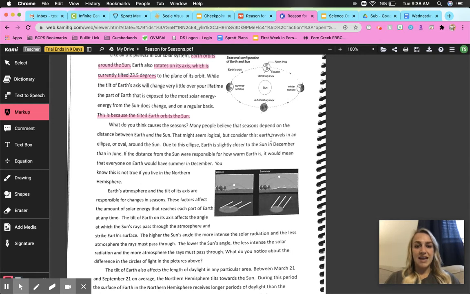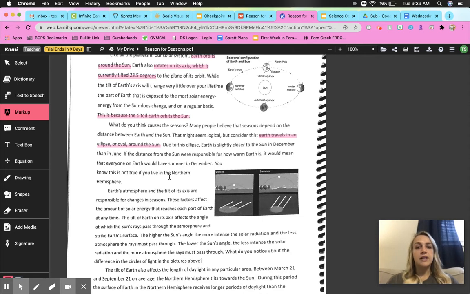Earth travels in an ellipse or oval around the sun. I'm going to go ahead and highlight that because it's something that we've talked about before, and I want to make sure that we all remember that. Due to this ellipse, Earth is slightly closer to the sun in December than in June. If the distance from the sun were responsible for how warm Earth is, it would mean that everyone on Earth would have summer in December. You know this is not true if you live in the northern hemisphere.